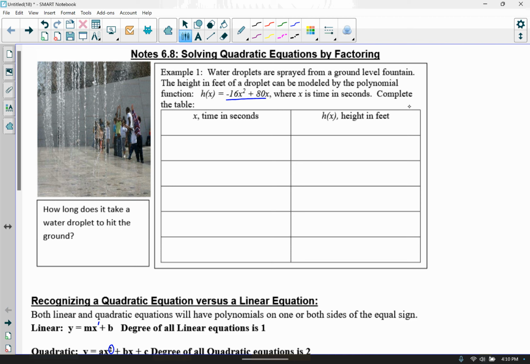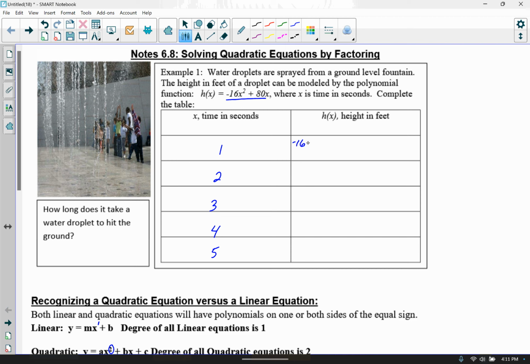And so they want us to complete this table here. We're going to look at the first 5 seconds of a water droplet. So I want to know what its height is 1 second after it's been shot up out of the ground. What that means is I'd go to my function here, and everywhere I see an x, I'm going to plug in 1. So I have negative 16 times 1 squared plus 80 times 1. You could put that in your calculator. That should land you at 64 feet.